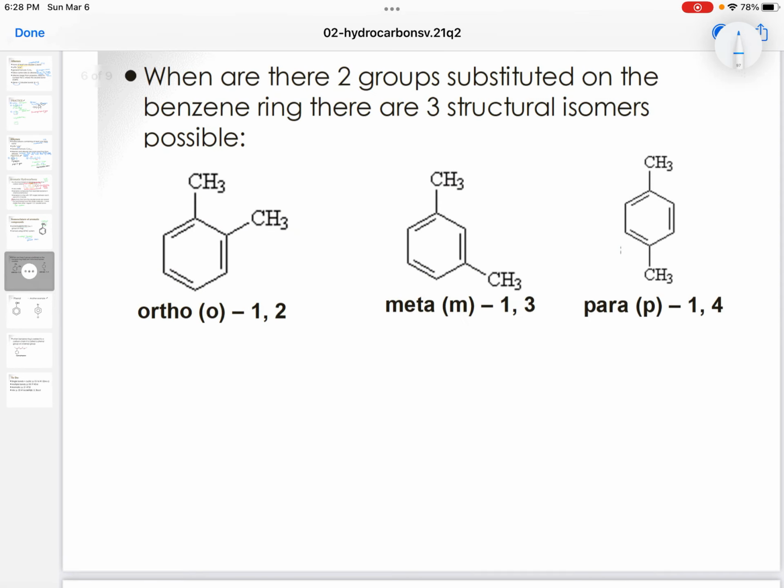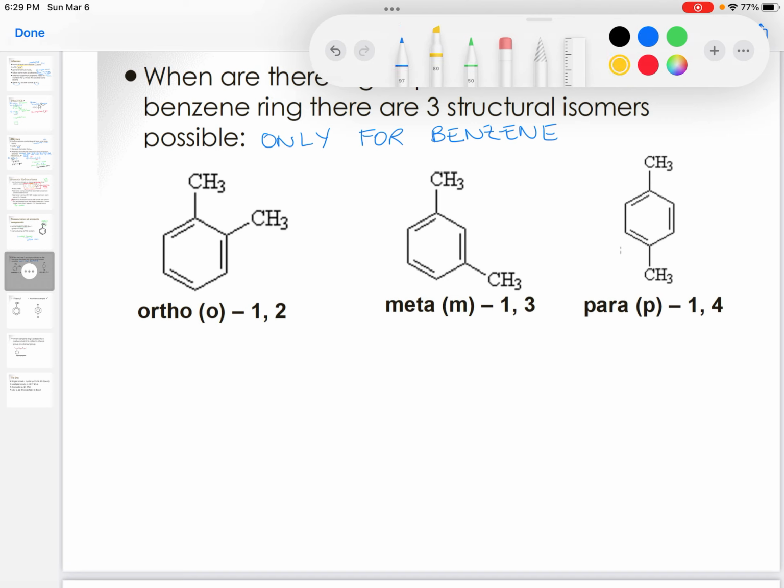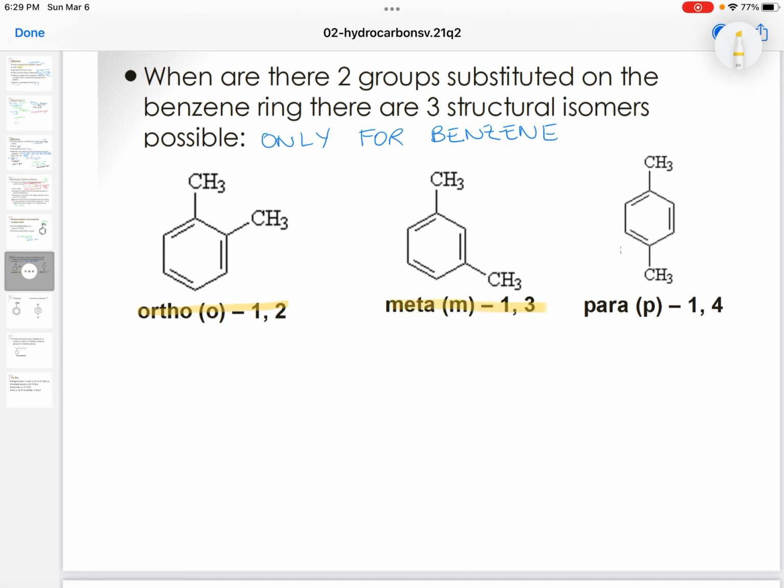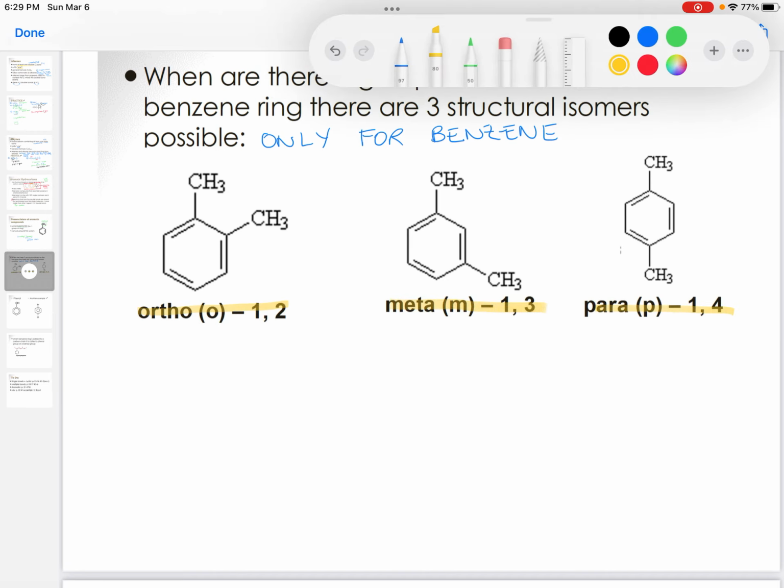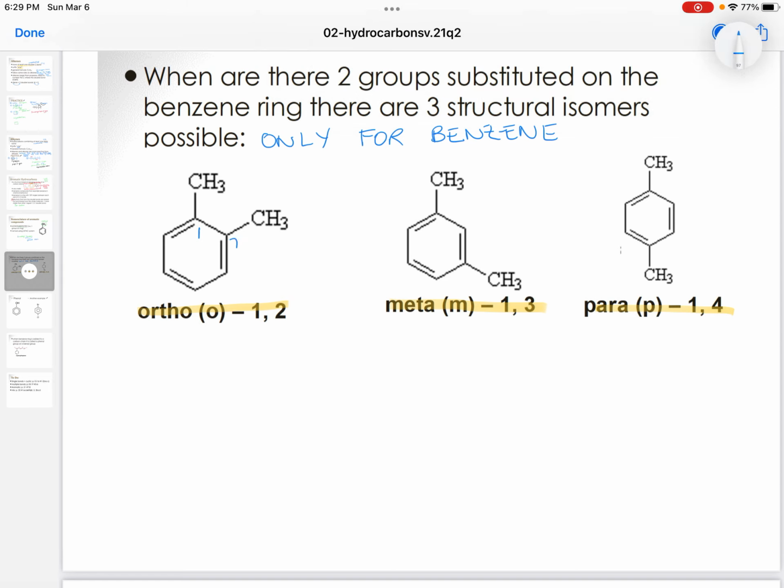Okay, so it does become a little bit trickier when you have two groups substituted. We call these structural isomers. So these are special, again, because benzene is special. So only for benzene could you use these three. And I don't care which one you use, but you'll see both. Okay, so when something is substituted on carbon 1 and carbon 2 in the benzene, then we call that ortho.